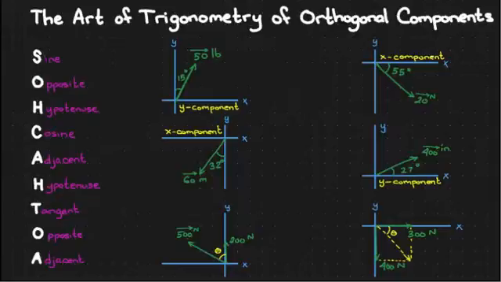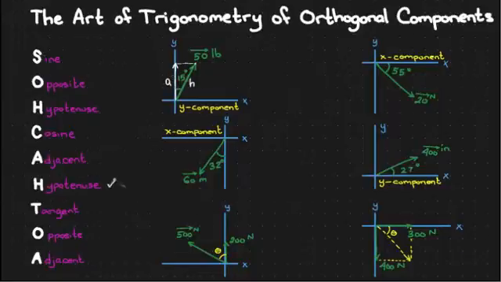We've got a 50-pound vector and it makes an angle of 15 degrees with respect to the y-axis, and we are interested in finding its y-component. So all we have to do is project it onto the y-axis, draw the component, and think of this in terms of SOHCAHTOA. 50 is the hypotenuse. The component that we are interested in is adjacent to the 15-degree angle.